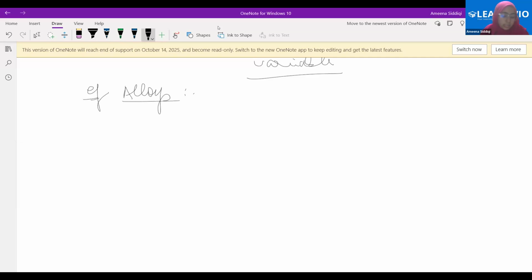Ammar, go ahead with what is an alloy. Ma'am, alloys are made up of 70% copper and 30% zinc. That is right, but that is one alloy that we are talking about. That is brass. We will discuss it. See, what are alloys? They are solutions, right? What are solutions? They are mixtures. The mixtures of metals and non-metals.